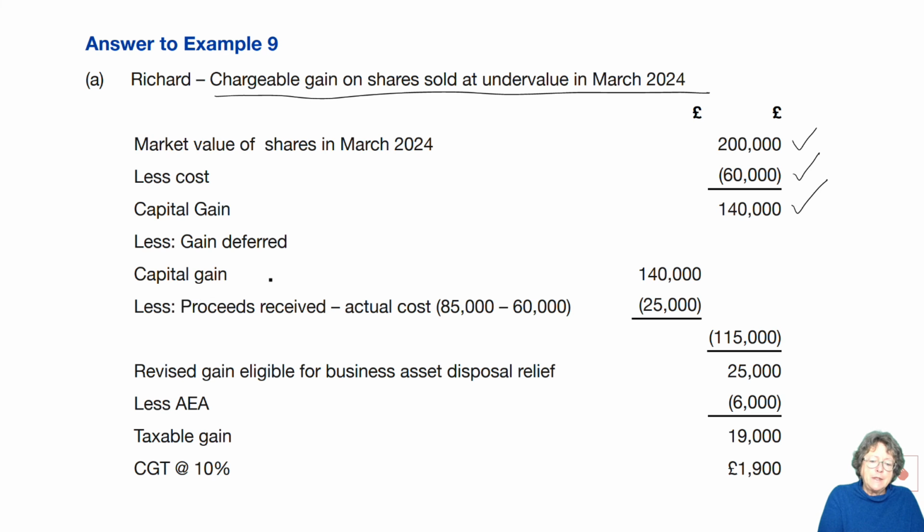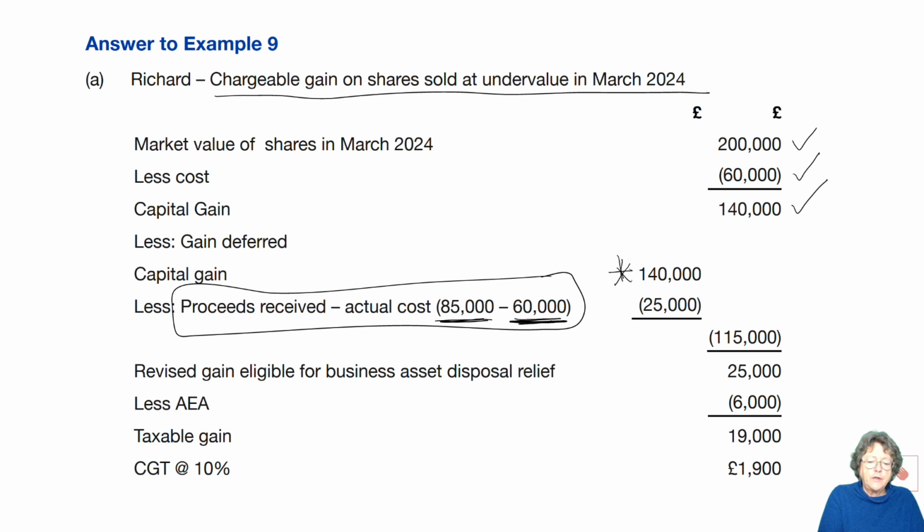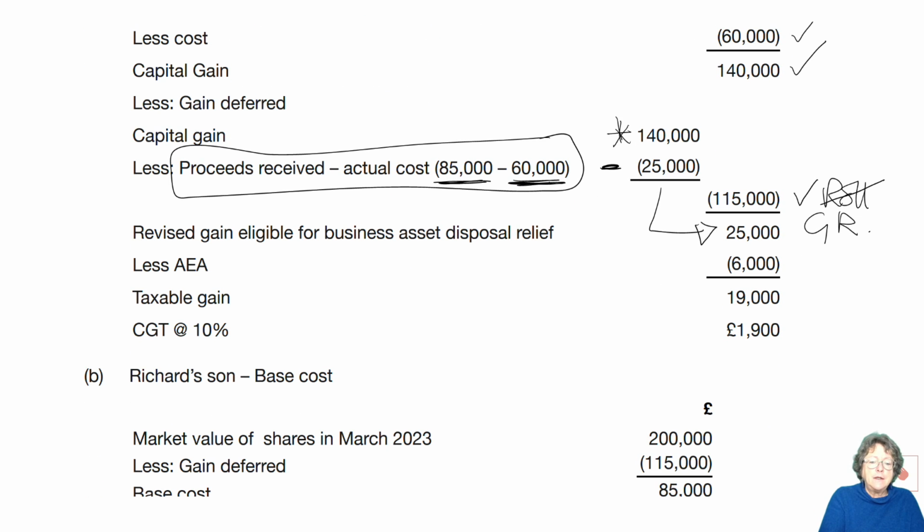So the capital gain of 140, you see here, this is what actually happened. We received £85,000. That is the actual cost, and that is the figure that needs to come off the gain, which means that is the figure that is taxable, and this is the gift relief figure, which is the balancing figure. That's the figure we've calculated. So his gain, and it asked you in the question to work out his gain, less AEA is 19,000, and he's going to pay tax at 10%.